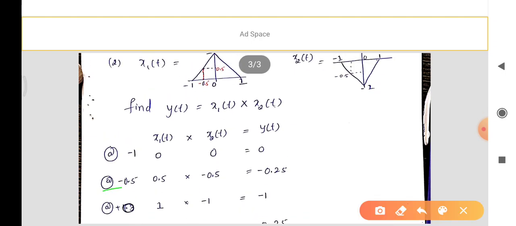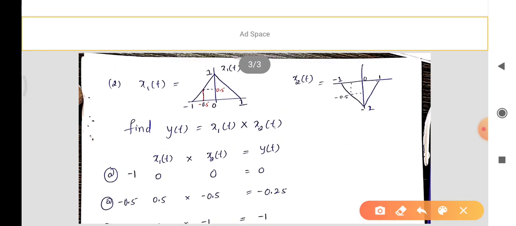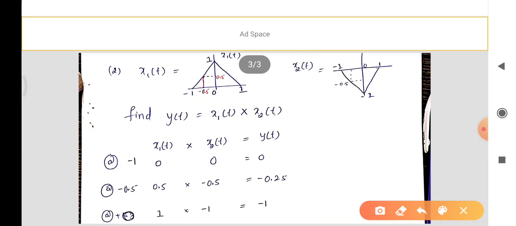And next at -0.5. At -0.5, what's the value of the first signal? The first signal value is how much? It is positive 0.5, so it is plus 0.5. What about the second signal at -0.5? It is -0.5. So 0.5 into -0.5 gives us -0.25.